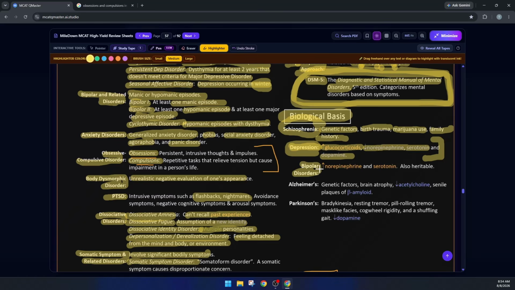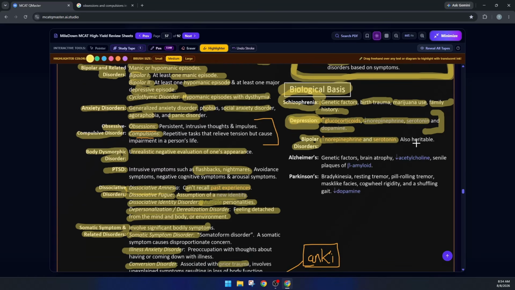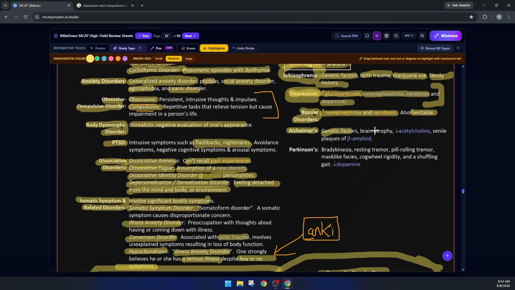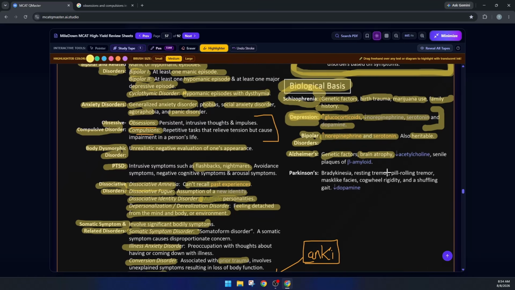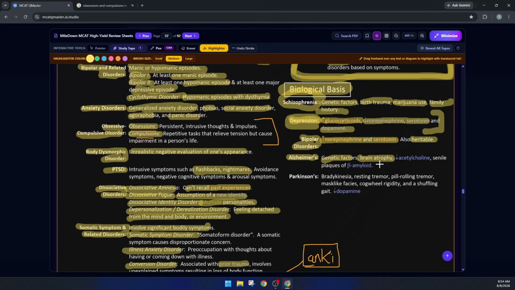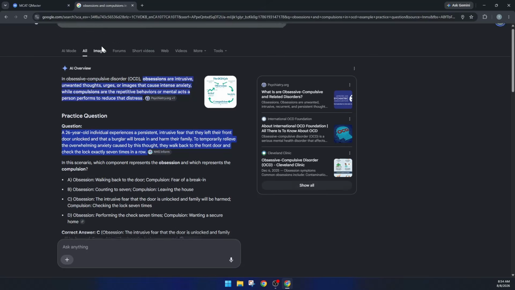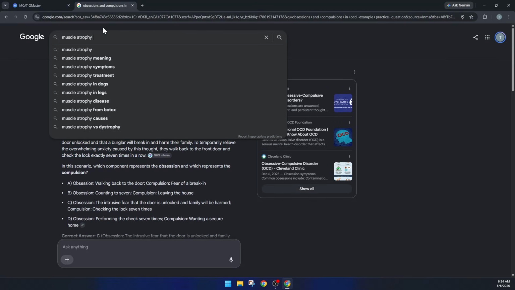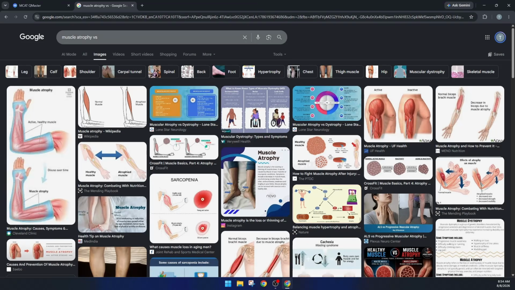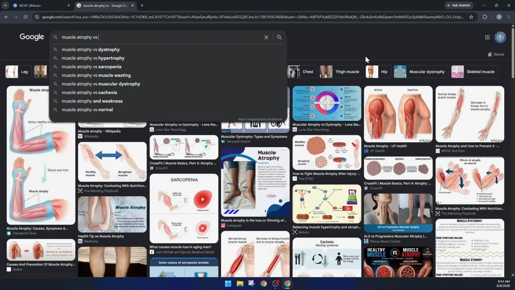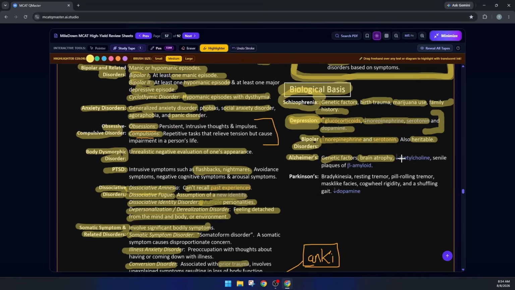Bipolar disorders might be high in norepinephrine and serotonin, but they can also be heritable, meaning they're genetic. Alzheimer's can also be genetic. It is also associated with brain atrophy, which means your brain is deteriorating, like muscle atrophy. And then lower acetylcholine, senile plaques of amyloid.